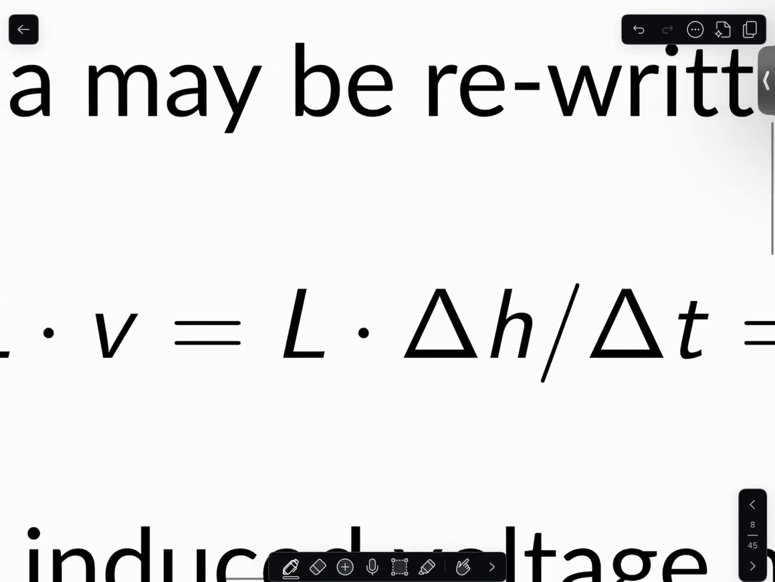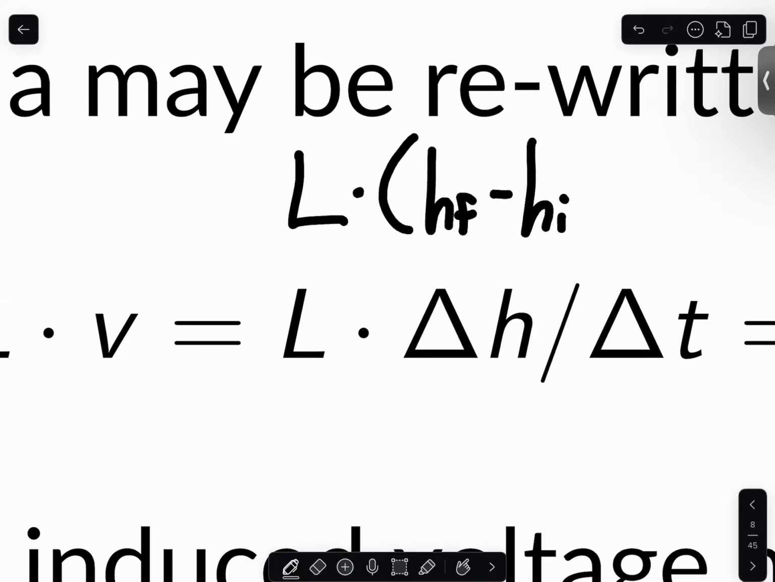Okay, now, hold on. What does delta always mean? Change. What's the formula for delta foo? Final foo minus initial foo. So delta height is the final height minus the initial height. Let's write that expression out. L times (h final minus h initial).